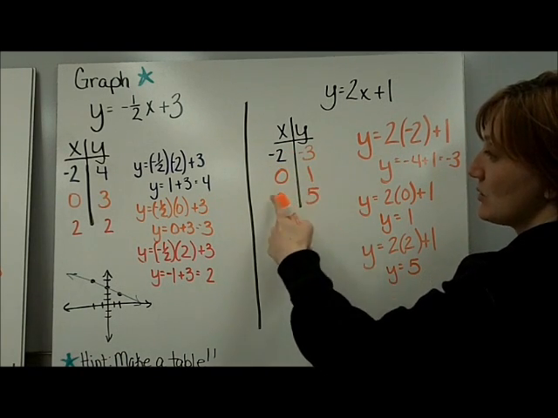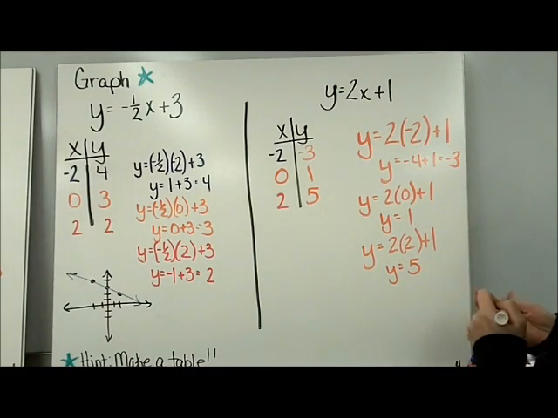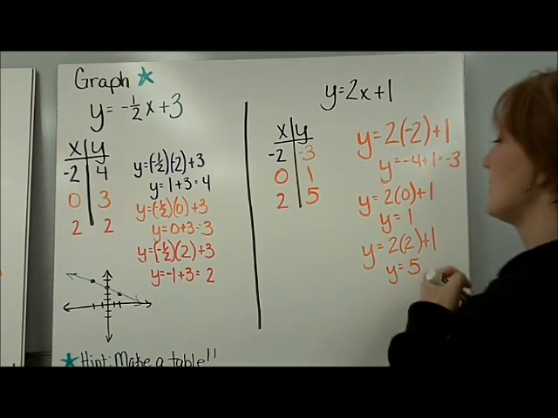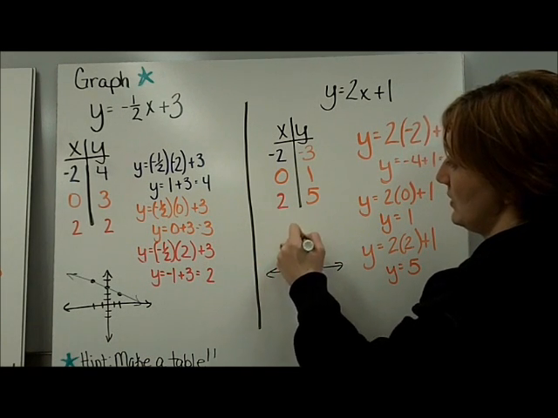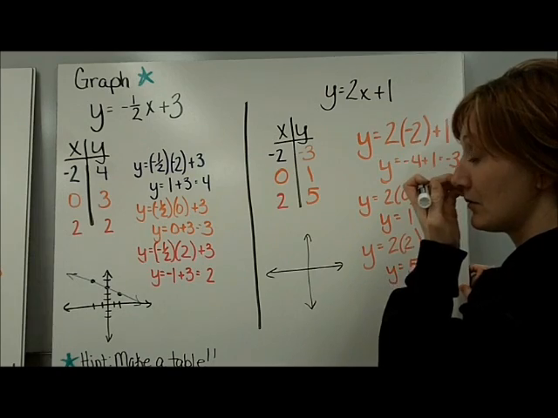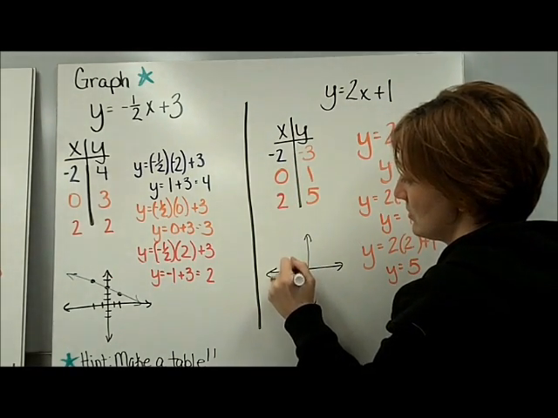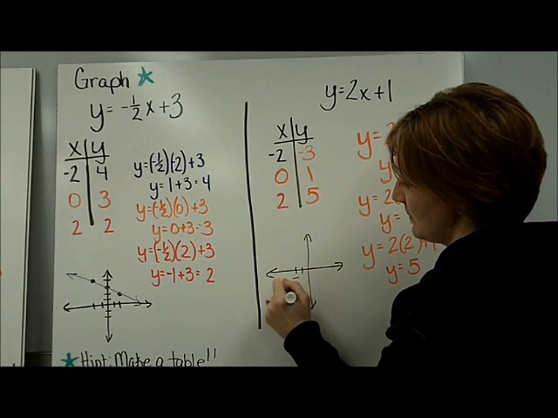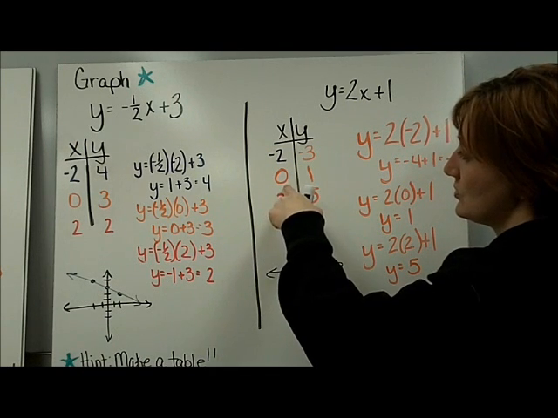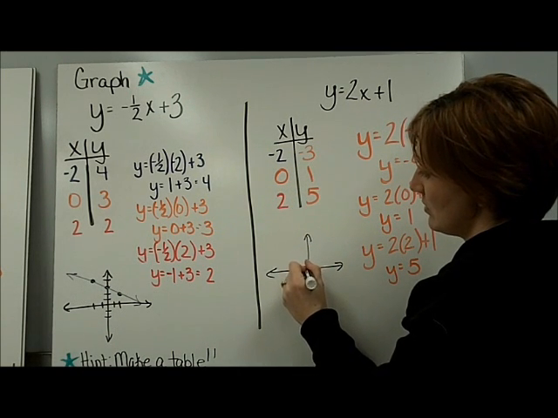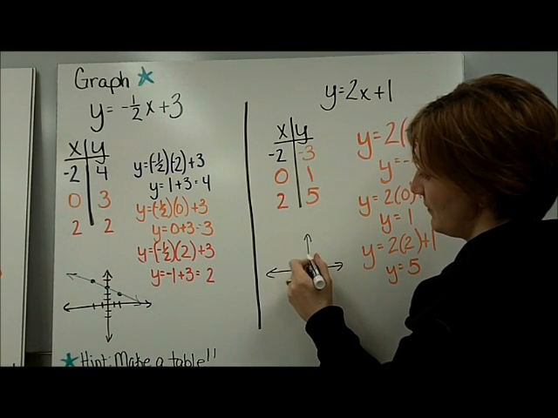Now I need to take these 3 sets of coordinate points and graph them. Remembering that all of our lines on our graph must have arrows on them. -2, -3, so I go back 2, down 3. There's my first point in quadrant 3. 0, 1, so I go over 0, up 1. And over 2, up 5.